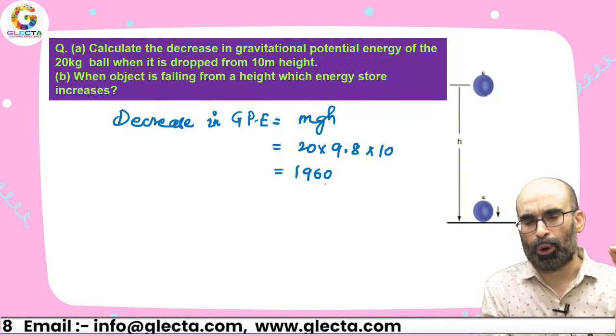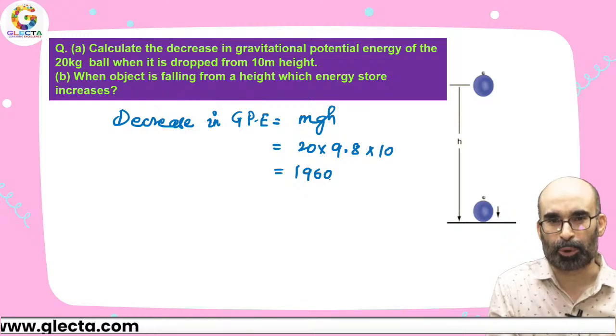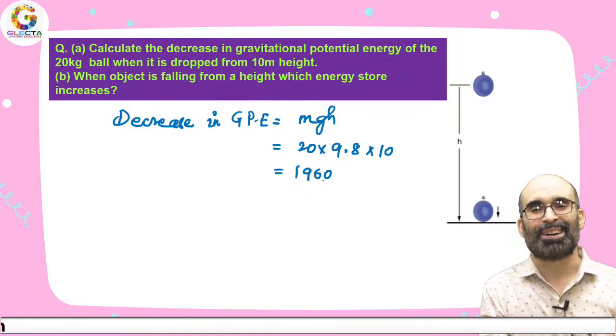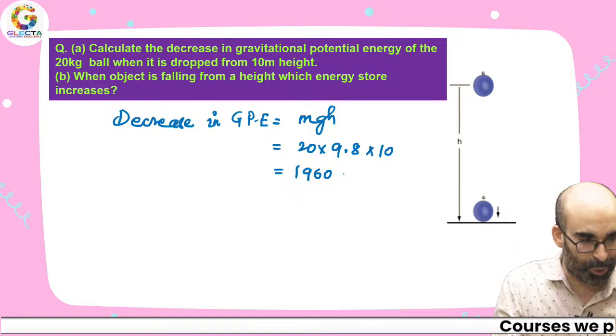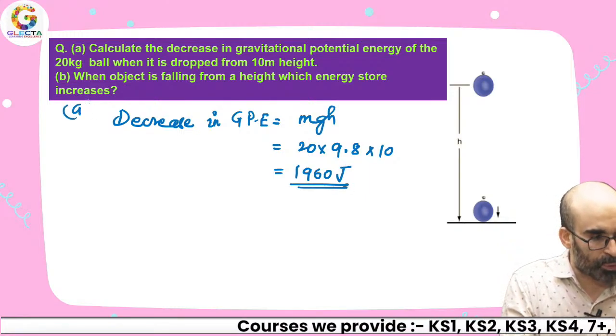Would you please let me know what is the unit of energy? Decrease in gravitational potential energy. We all know that energy is measured in joules, so this is going to be 1960 joules. So this is the first part of the question.